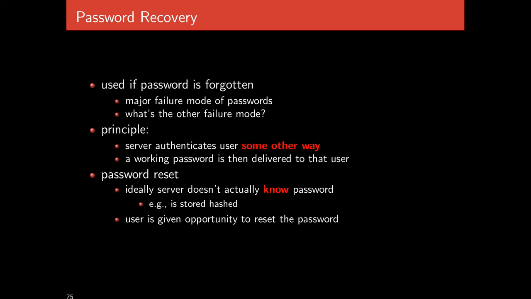So in the first case, the passwords are forgotten. That's one failure mode. The other is too many people know the password, the opposite of that. Now, the idea behind a password recovery system, in principle, is that the server then authenticates the user in some other way. So the user forgot their password, the server then determines somehow that the user is indeed the user, and then delivers a new working password to that user. Now, if you've ever used a system where you click forgot your password, and they email you your password in plain text, then that means that the server has failed in storing your passwords correctly.